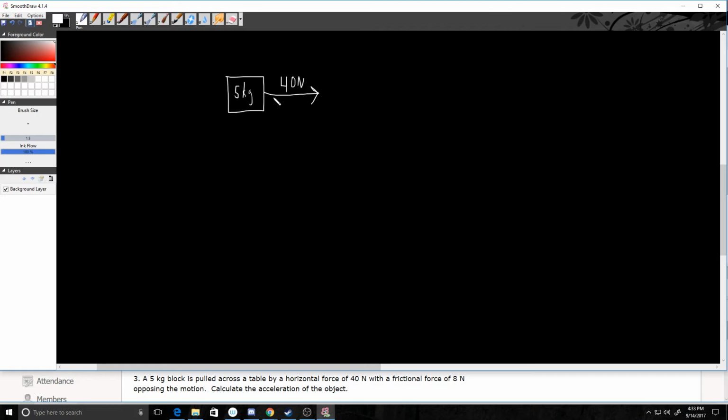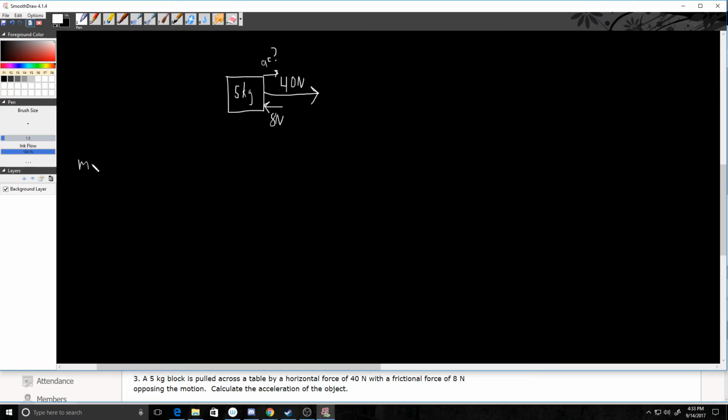So in this case, I'm being pulled 40 newtons, but friction is pushing back, because friction is always in the opposite direction of movement. In this case, friction is in the opposite direction as that pulling force. If the object wasn't moving, those two would be equal. But here we're pulling with more than friction, so this thing will actually move. And they want to know the acceleration of this object.